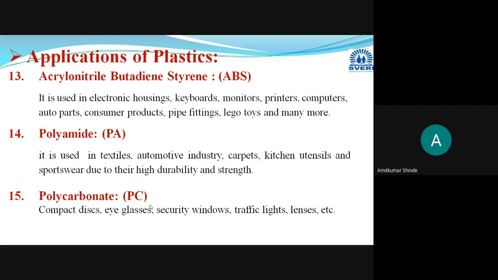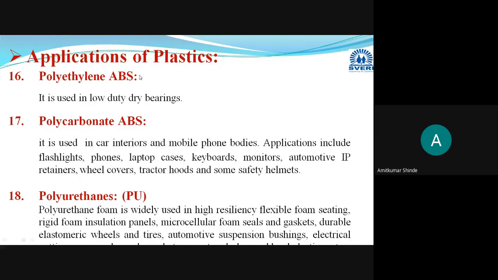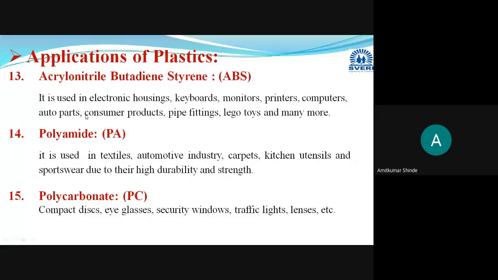Next is ABS. This is a very important material. You can modify this ABS by adding extra materials: there are two variants, polyethylene ABS and polycarbonate ABS. Before understanding these two materials, I will explain ABS. The long form of ABS is acrylonitrile butadiene styrene. I'll repeat it again: acrylonitrile butadiene styrene.